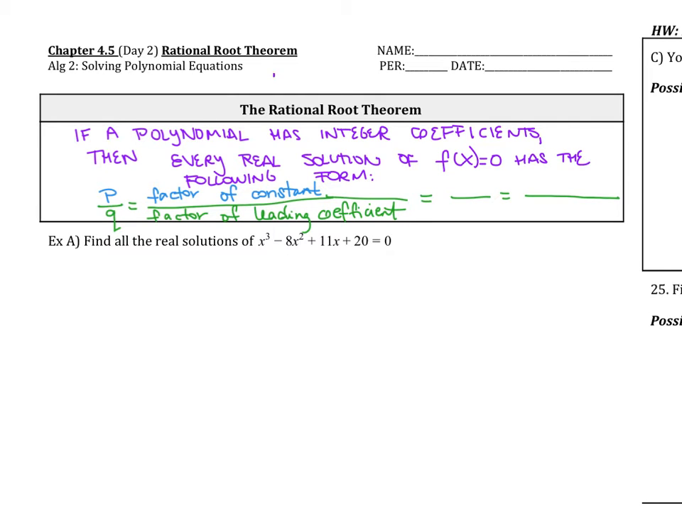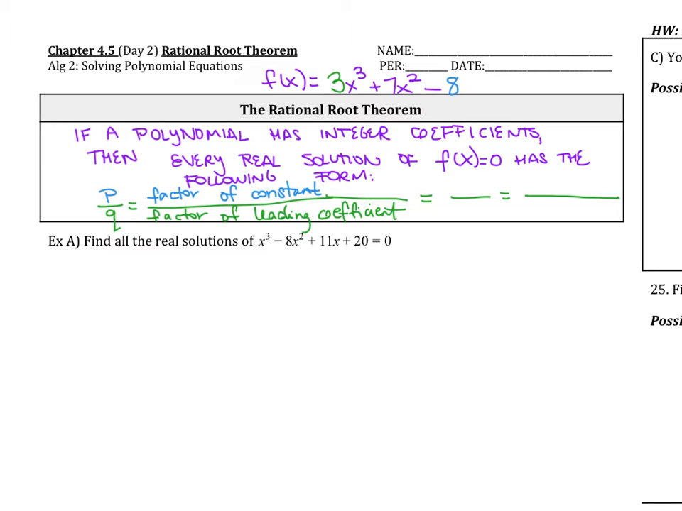So for example, if we had a polynomial that was, let's say 3x cubed plus 7x squared minus 8, then the factor of the constant is the number 8. The factor of the leading coefficient is our 3. And so P over Q, that works really well.